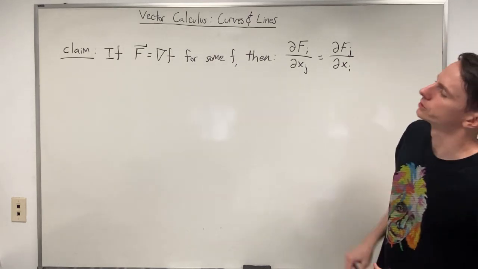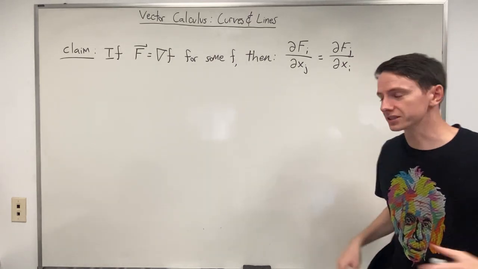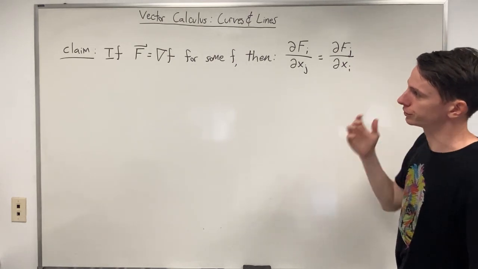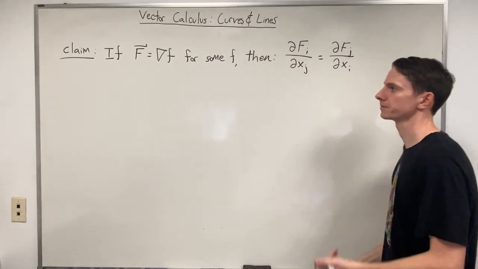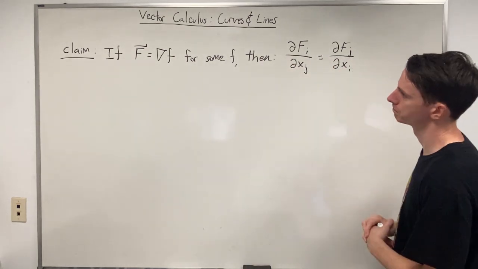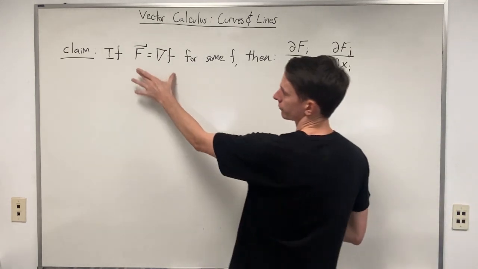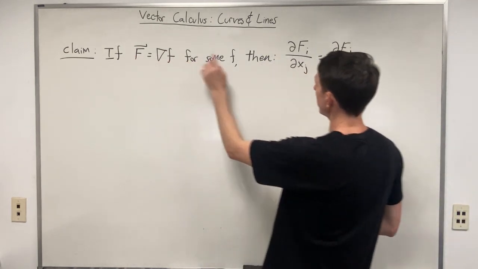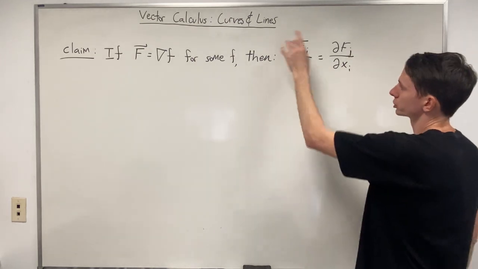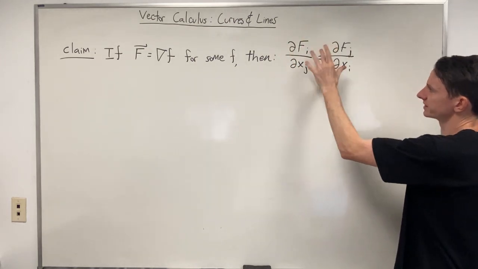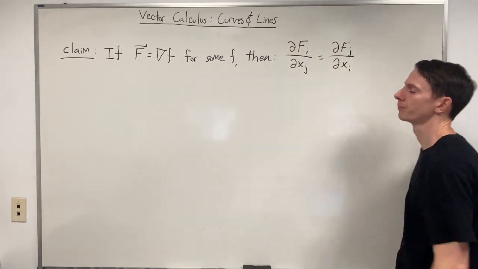All right, so this claim here is the criteria that gets used to determine if a vector field is conservative. So let's go through it together. It says here that a vector field is conservative if this criteria is upheld, where we have partial f_i, partial x_j is equal to partial f_j, partial x_i.